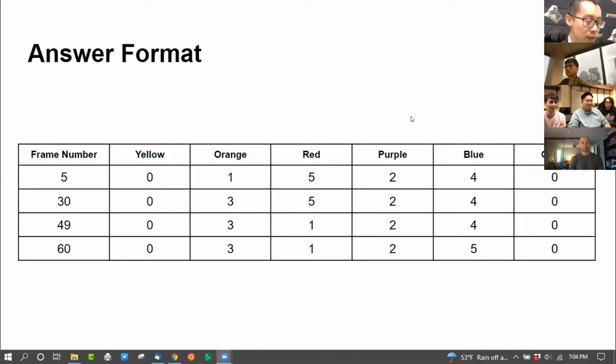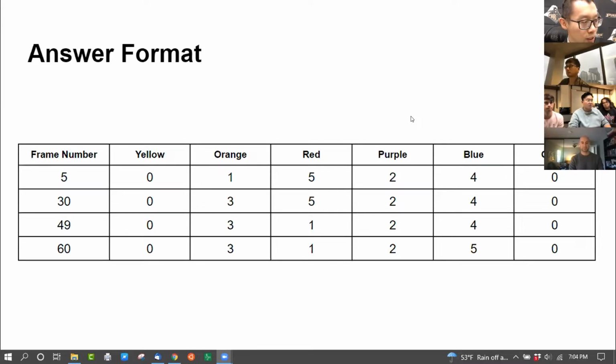The answer format will be something like the following. We will consider frame numbers. If any of the balls change hands, then we want to know who holds the ball. The balls may have different colors. Not all balls will show up in a particular video. Some videos have more balls, some videos have fewer balls, and some videos have more people, some videos have fewer people.